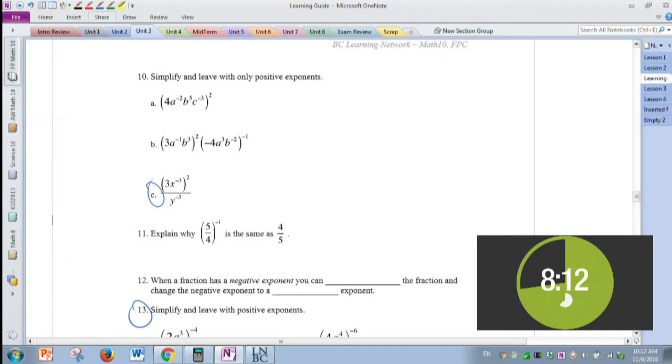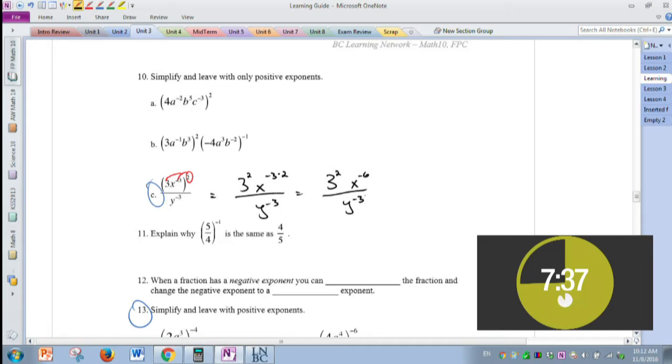The first thing I notice is I have an exponent on the outside of my exponent. So I'm going to give each thing inside the bracket that exponent. So I'm going to get 3 to the power of 2, and then x to the negative 3 times 2. And this y to the negative 3 on the bottom doesn't receive that exponent because it wasn't inside the brackets. So just to continue on here, I'm going to get 3 squared, x to the negative 6, and y to the negative 3.